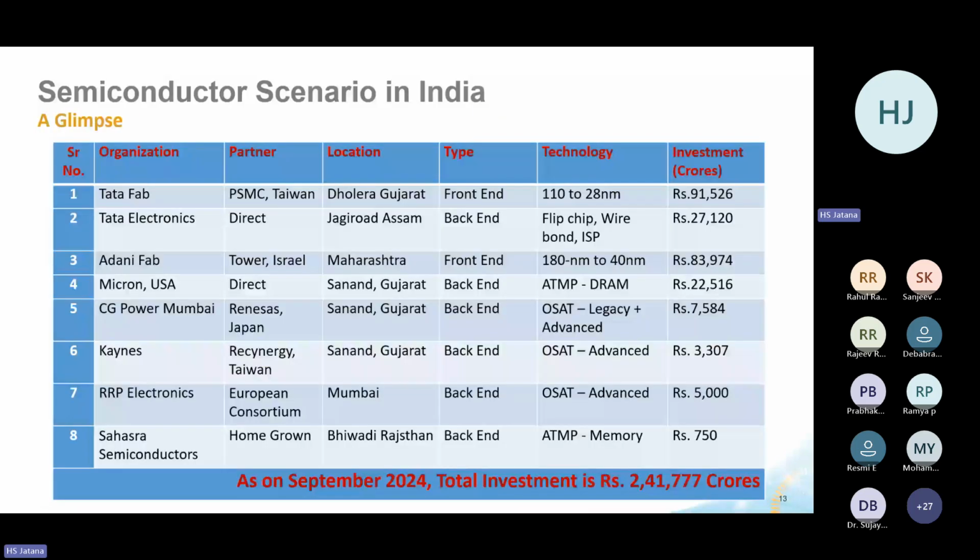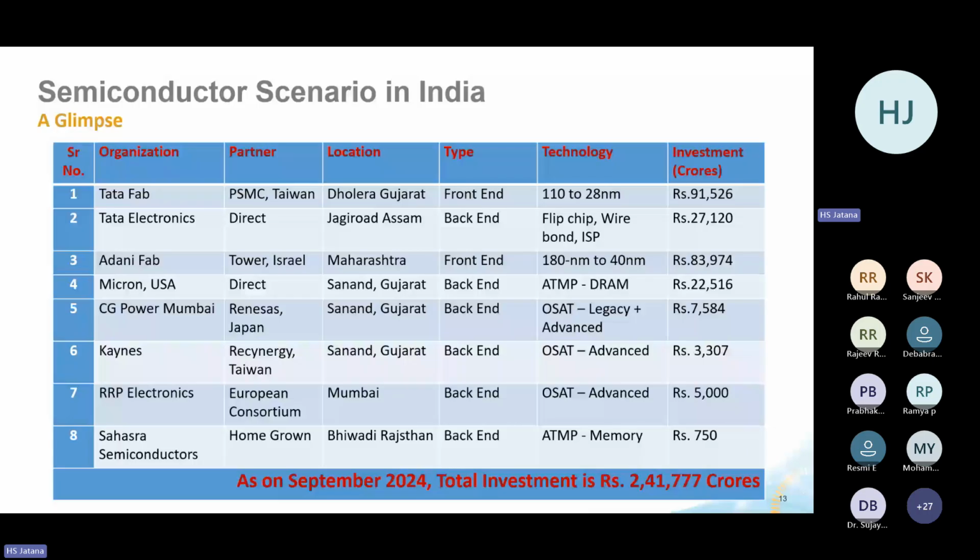So these are the projects which have been cleared, and you will be aware of the only one fab, the Tata fab, which is under technology transfer from PSMC. PSMC is not amongst the top 7 or 8 companies in this field, but the topmost ones refused to set up any facility in India, so we had no option. So Tata has gone for PSMC.